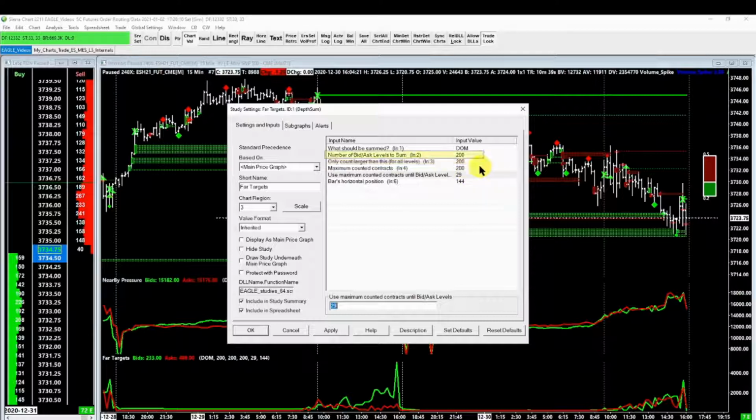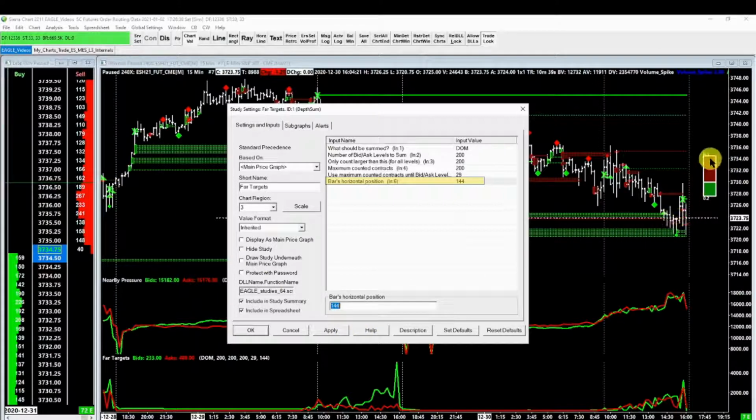For the first input, we use 200 in both cases because this is the total number of depth levels on the bid side and on the ask side that we want the study to add up. Please note that not all data feed providers offer data for so many depth levels. The last input, bar's horizontal position, refers to the distance of this bar from the left edge of the chart. The values are between 0 and 150.